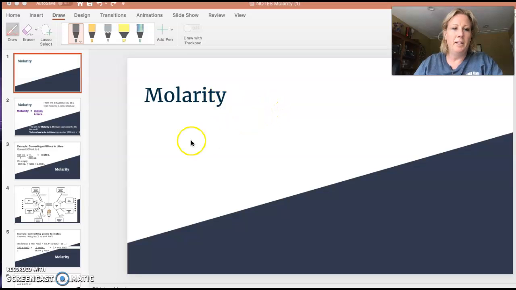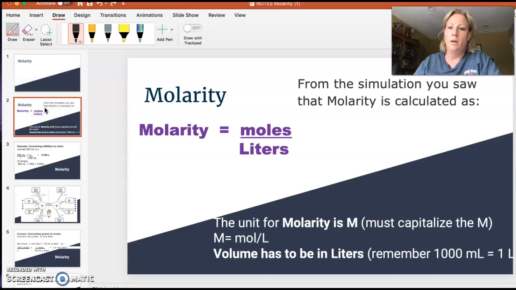These are notes about molarity. So molarity is a way to calculate the concentration of something. So how many moles of solute, what's getting dissolved, can be dissolved per liter of the full solution. So this is really common to use molarity in chemistry.